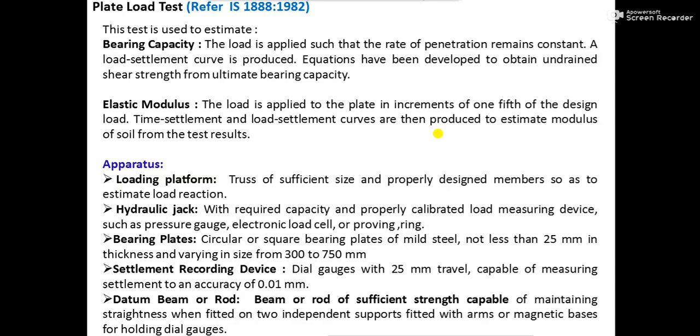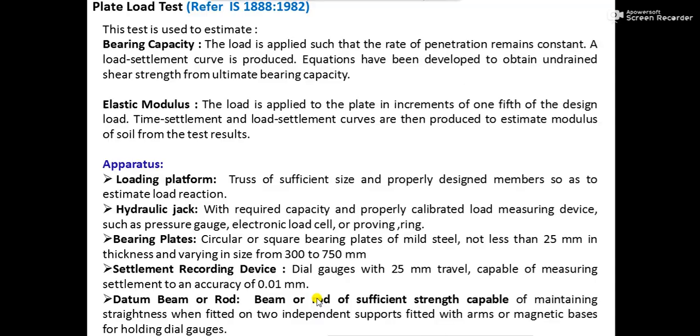So what is the apparatus we are talking about? We are talking about the loading platform, a truss of sufficient size and properly designed members so as to estimate the load reaction. Then a hydraulic jack you should use in case of the reaction loading platform, with required capacity. Then the bearing plate, this is very important. You must be using a bearing plate of proper size. Which is the bearing plate? The bearing plate is nothing but this one, the test plate.